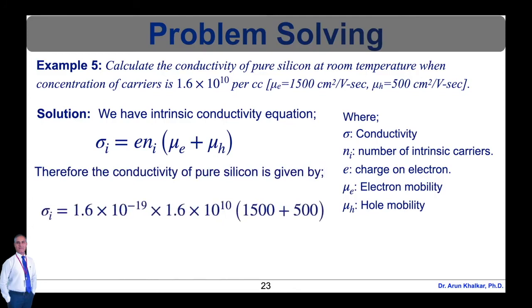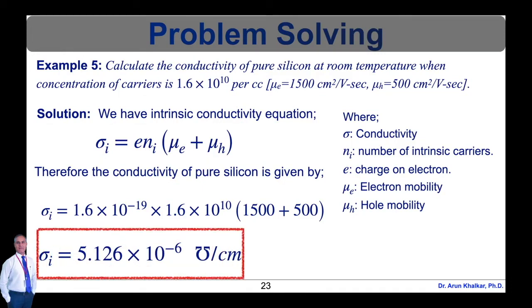Therefore, the conductivity of pure silicon is given by sigma I is equal to 1.6 × 10^-19 × 1.6 × 10^10 × (1500 + 500). So after solving this, we get sigma I is equal to 5.126 × 10^-6 mho per centimeter. So this is the conductivity of silicon.